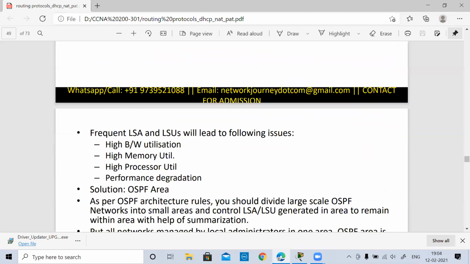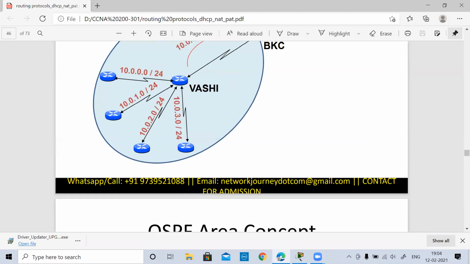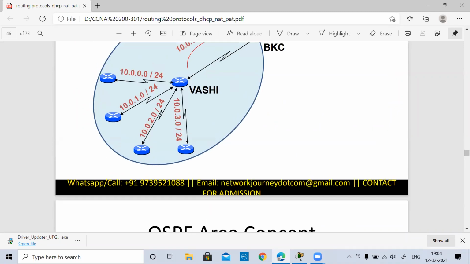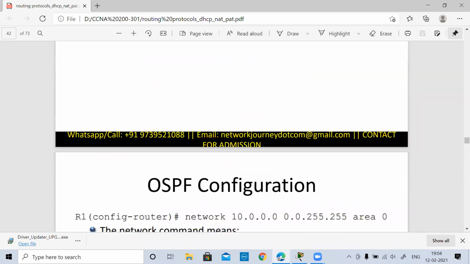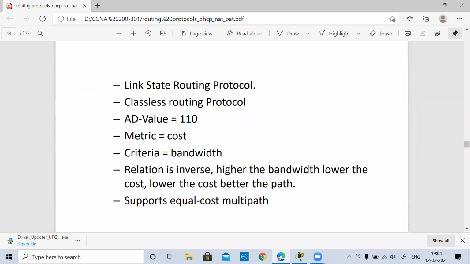Now, talking ahead about the AD value and the metric, because every protocol has these parameters. It's a link state routing protocol, that is understood. It's a classless routing protocol because we don't have any auto summary feature. AD value is 110. The metric is cost. The criterion is bandwidth: the higher the bandwidth, the lower the cost, and if the cost is lower, the path is better. And it supports equal cost multipath, that means load balancing.